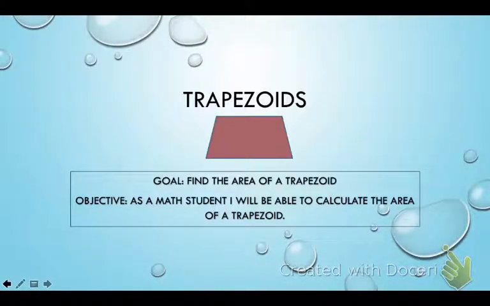Next concept we're going to talk about with formulas and geometry is trapezoid. The goal is to find the area of a trapezoid, and as a math student, you will be able to calculate the area of a trapezoid. Everything that I write, you make sure you write down as well, because all this information is important. To get the full amount of points, you got to write everything down, all right? Here we go, next piece.